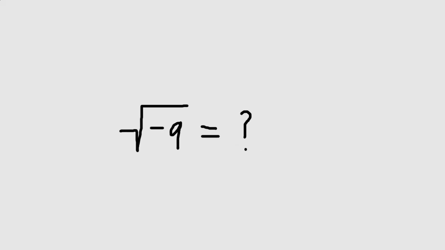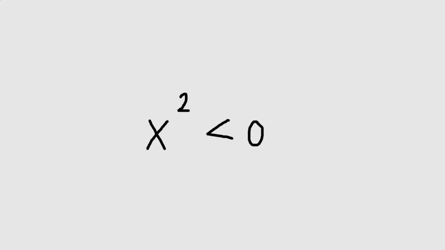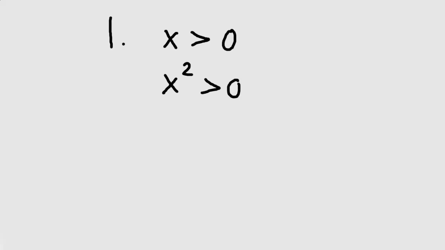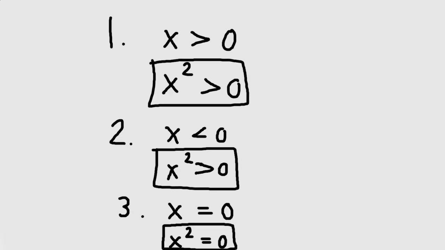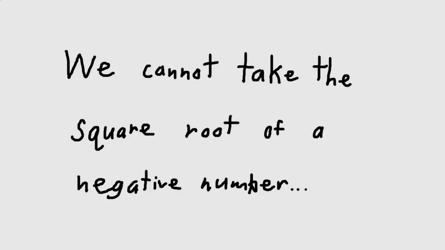Wait, let's think about parity for a moment here. We need a number that, when multiplied by itself, is negative. Well, there are 3 possibilities for that number. 1, the number is positive, and a positive times a positive is positive. 2, the number is negative, and a negative times a negative is positive. 3, the number is 0, and 0 times 0 is 0. So it looks like all these results are non-negative. So is this it? Does this mean that we cannot take the square root of a negative number?